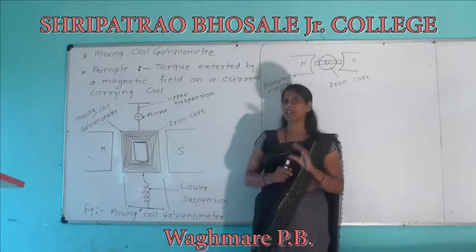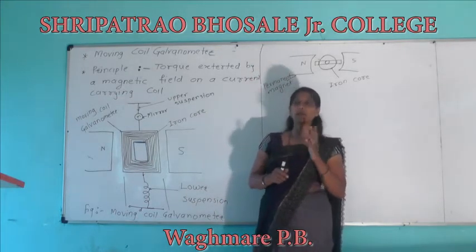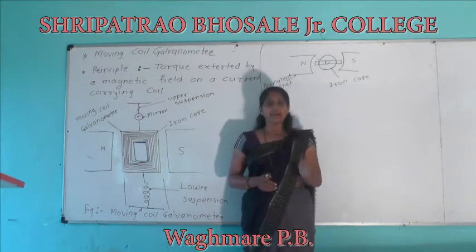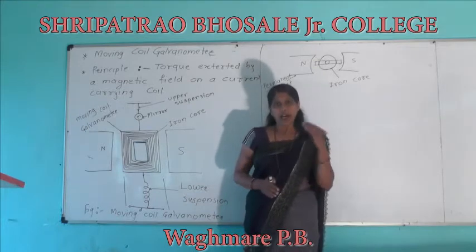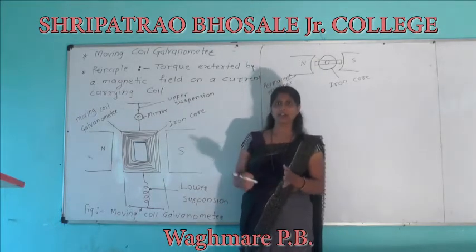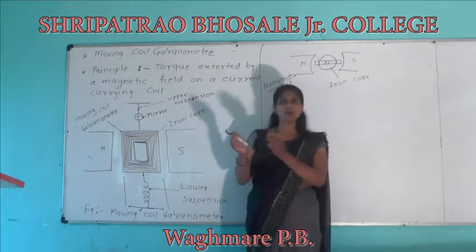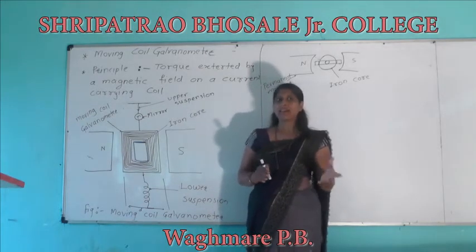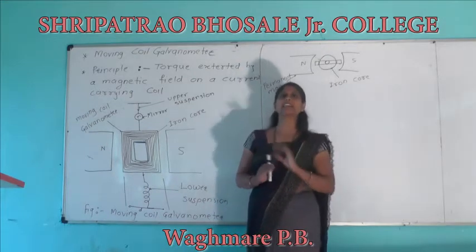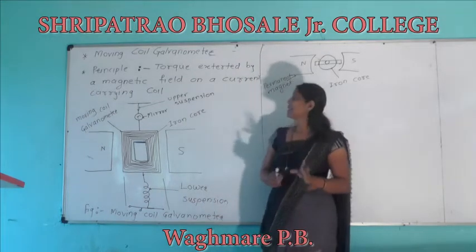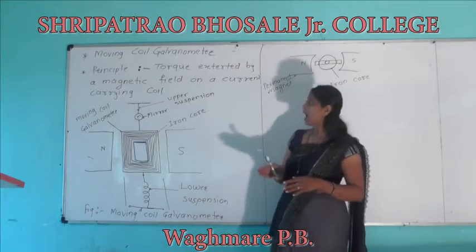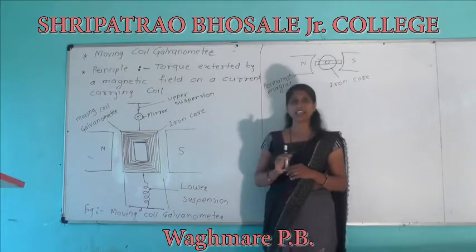Instead of an ammeter or voltmeter, if you use the galvanometer directly, then it may be damaged due to the excess current. Therefore, we must convert the galvanometer into an ammeter, and how to convert it we have already discussed in the chapter on current electricity. Today we will discuss how the galvanometer is constructed.